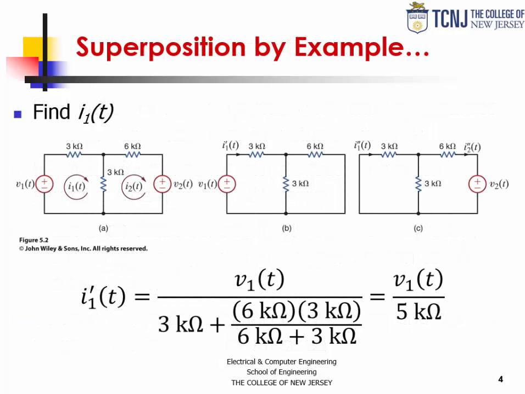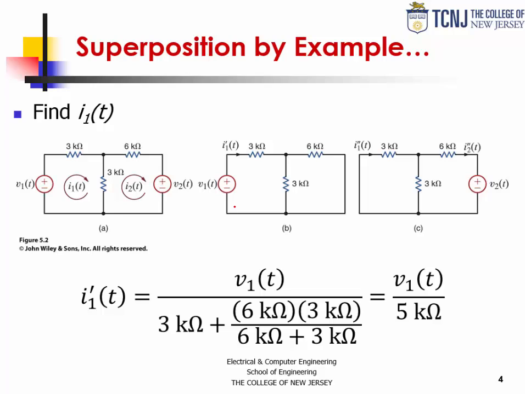So let's look at an example of superposition. Let's say that I have this circuit here on the left, and I want to find what is the current through the 3k ohm resistor. So what is I1? I can focus first on the source V1 and replace the other source with a short, as drawn in this circuit over here. And then I'm going to find what is the current through the resistor due to this voltage source.